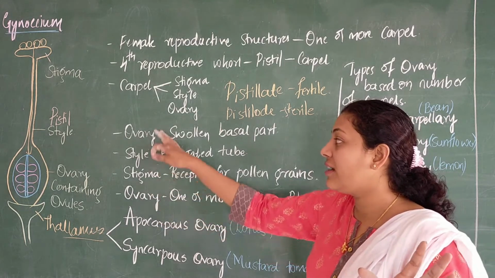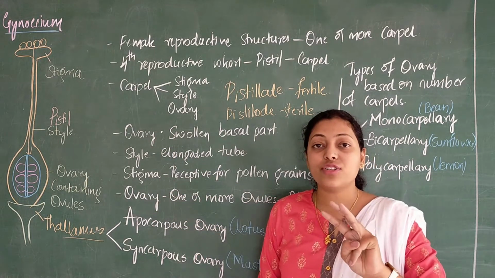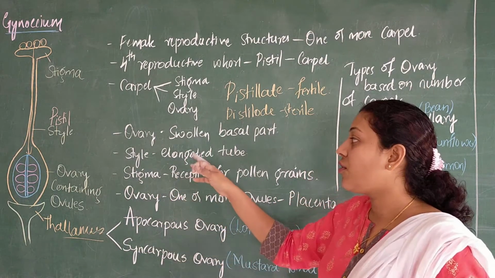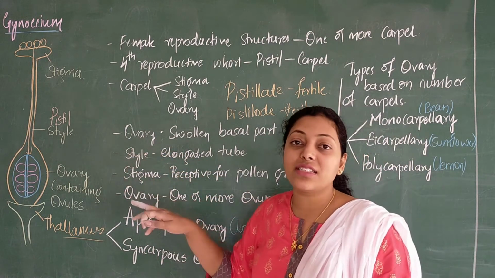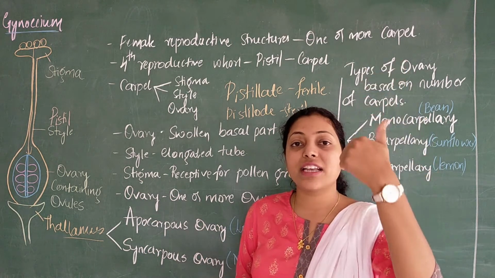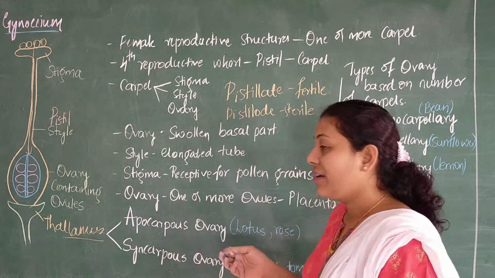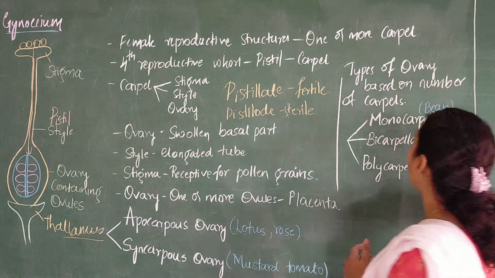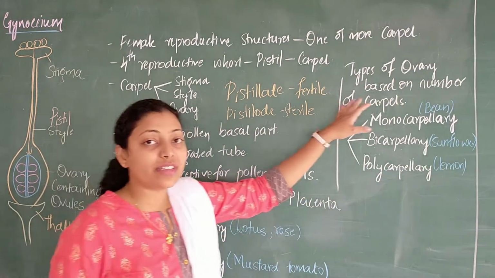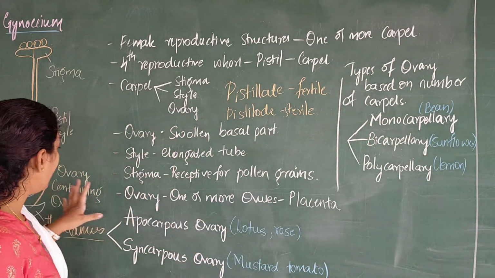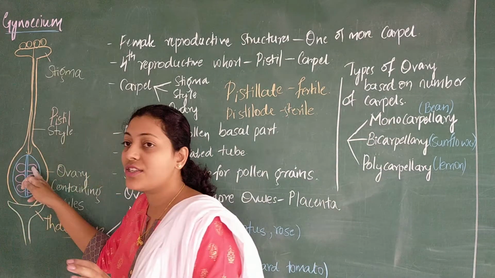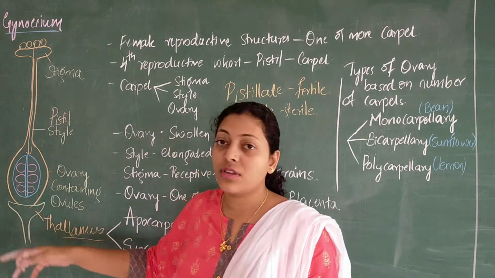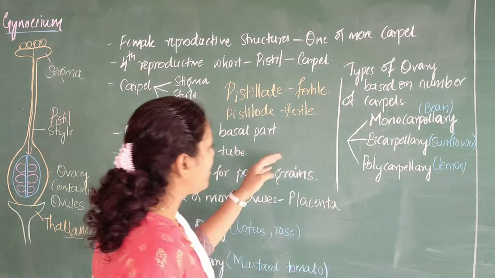Okay, and here we saw that there are 3 different parts of a carpel. Those are called ovary, style and stigma, or else you can call it stigma, style and ovary. Is it clear? So here we can see the types of ovary based on the number of carpels. Okay, here I have drawn the diagram which consists of 3 ovules. So this is tricarpellary.